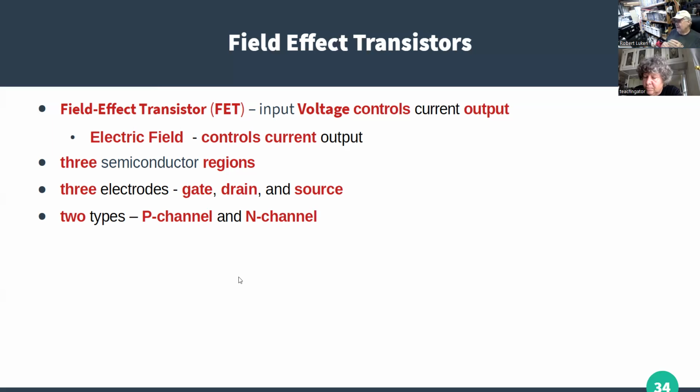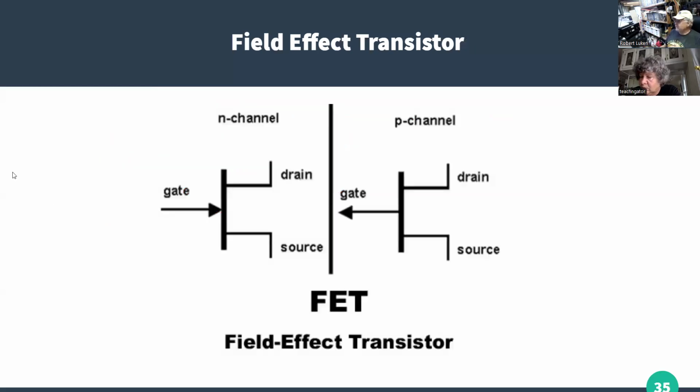And again, you can have a P-type channel or an N-type channel, and like the bipolar, they work opposite to one another. In one case, a positive voltage will cause current flow. In the other case, a negative voltage will cause current flow. They use a different symbol, and it's this bar. It kind of represents the channel that the electrons flow through.